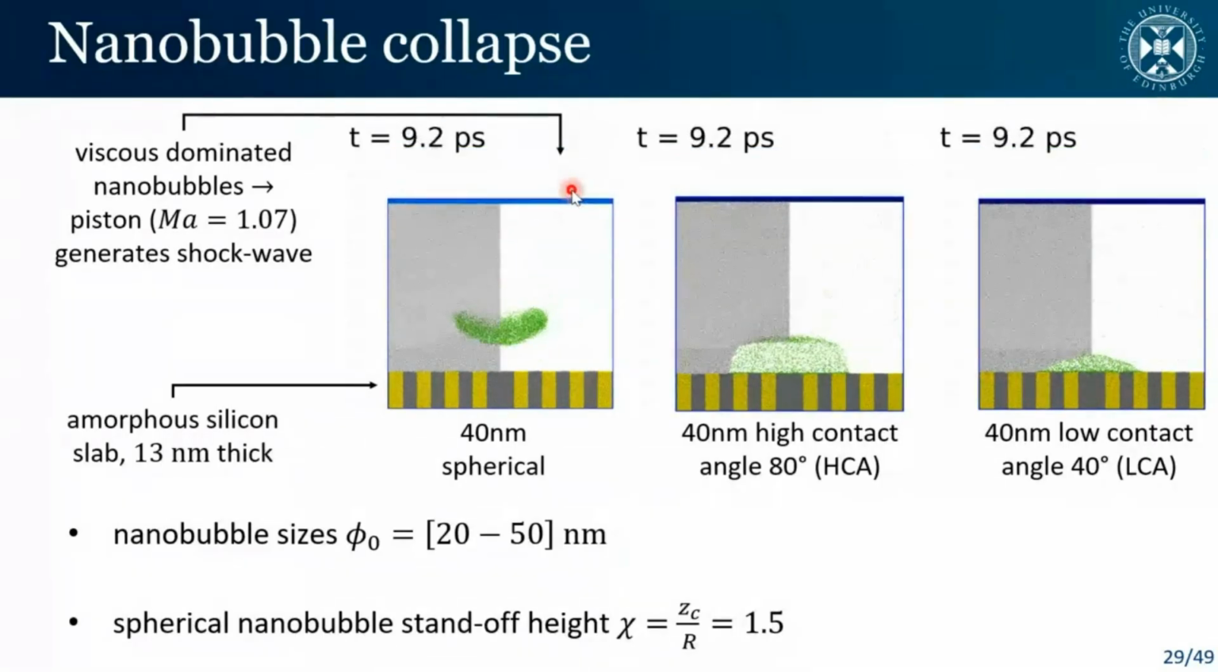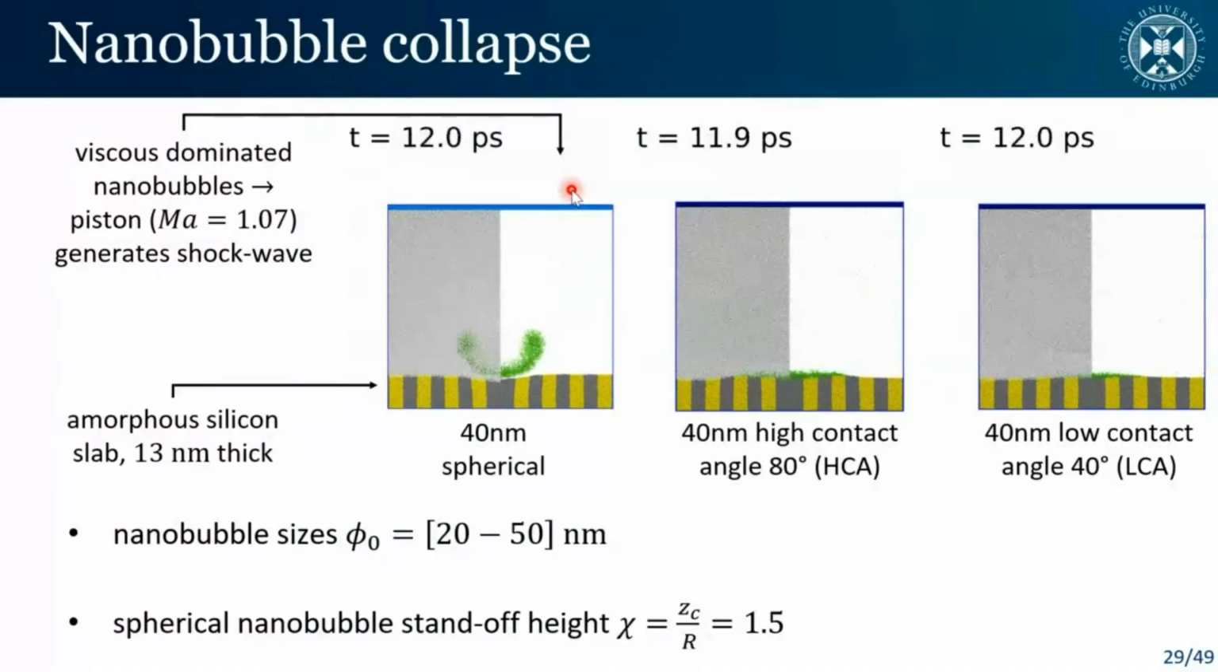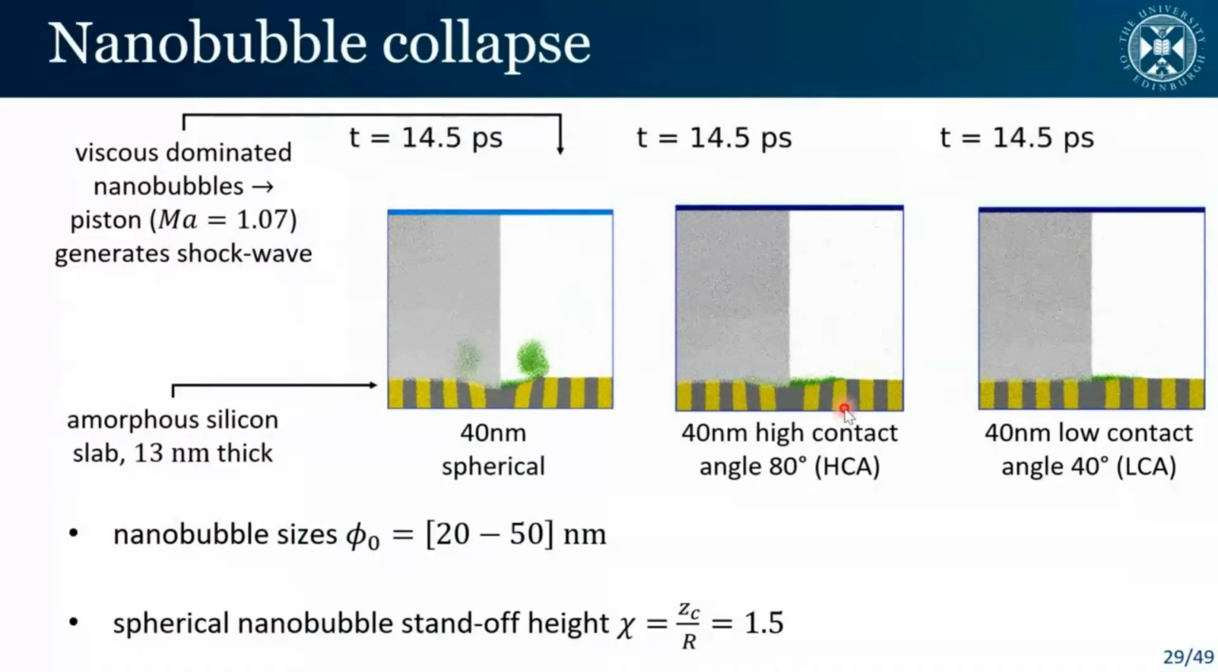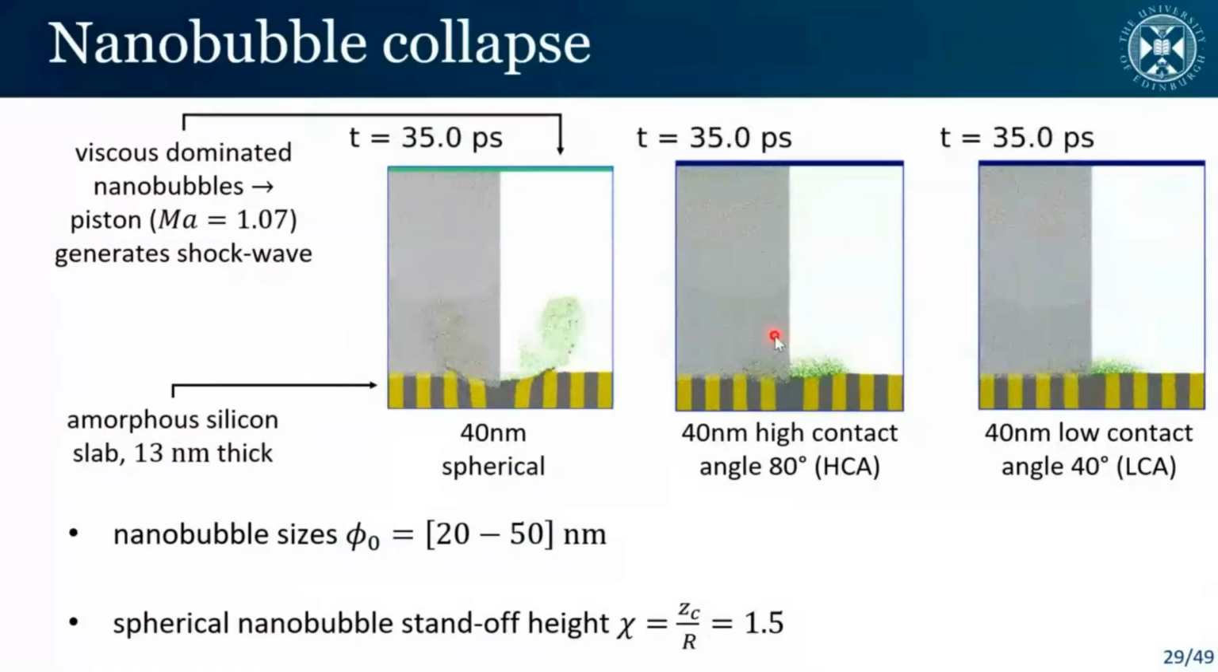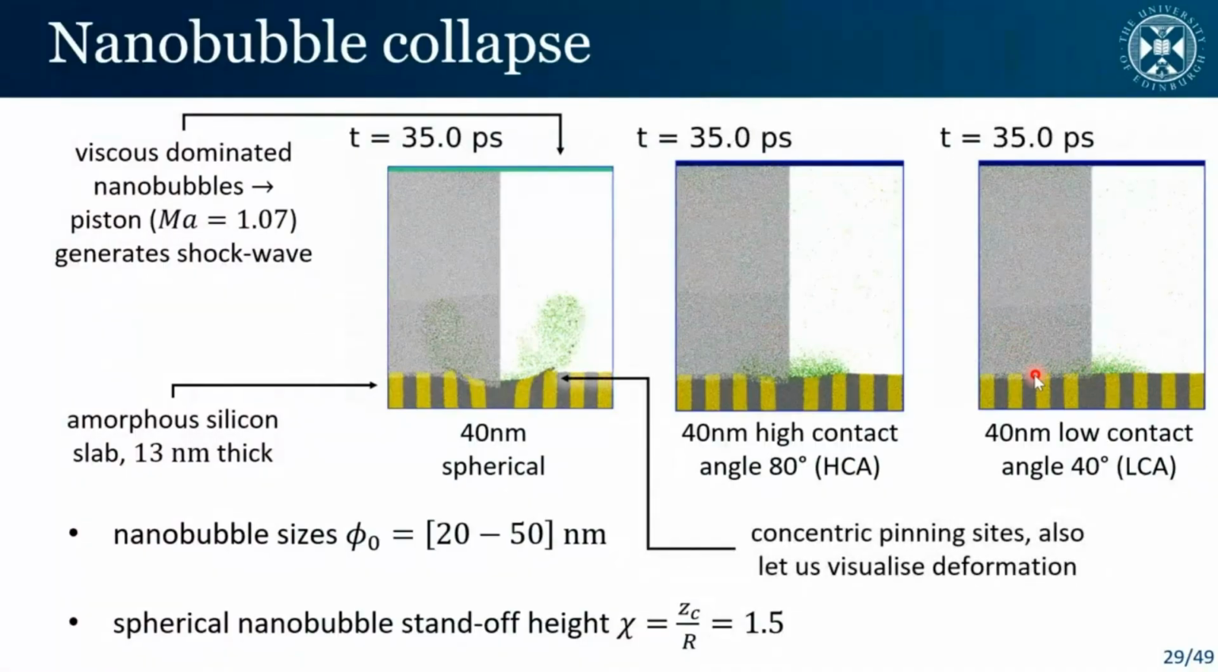So we have a case on the left, a spherical case, the kind of classic case. Then we have two surface nanobubble cases, one which had a high contact angle and one which had a low contact angle. And I think visually it's pretty evident already that there's quite significant differences between the final pitting damage. These concentric pitting sites weren't actually essential for the spherical cases, but they are useful in letting us visualize damage. So I left them in for this piece of work.